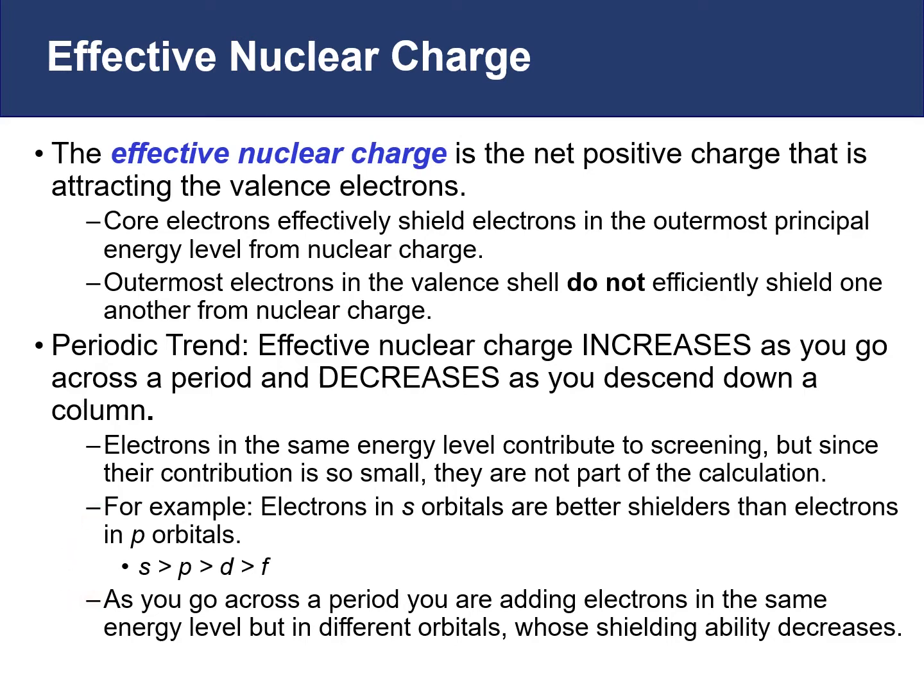As you go across the period, you are essentially adding electrons in the same energy level, but in different orbitals. And they are getting further and further away, and so the shielding ability decreases because they are able to move further and further away from each other. Now, while you're going across the period, in terms of looking at different atoms or different elements, you're increasing the number of protons. And it is that increase in the number of protons that is increasing the effective nuclear charge.